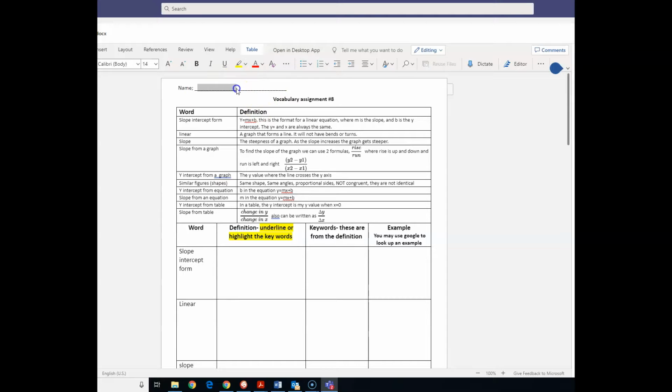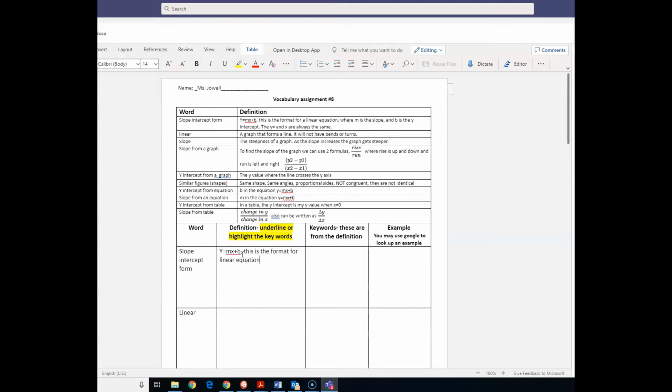You always need to start by typing in your name. So I'd come up here and type in Joel, Miss Joel. Last names are nice. I do have a lot of duplicate names this year. Like I said, I have over 100 students, so that works. In this, you were supposed to type your definition. So I'm going to come in and type y equals mx plus b. This is the format of linear equations, where m is the slope and b is the y-intercept.